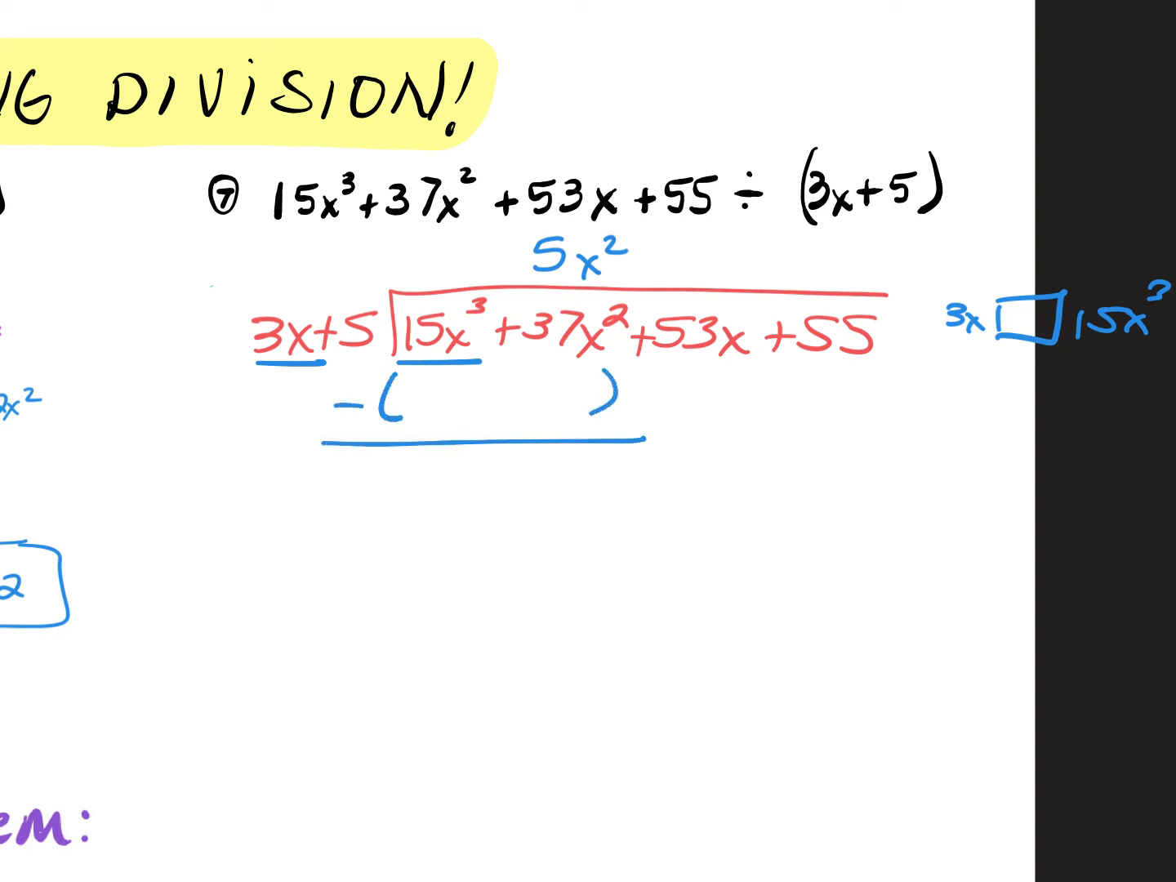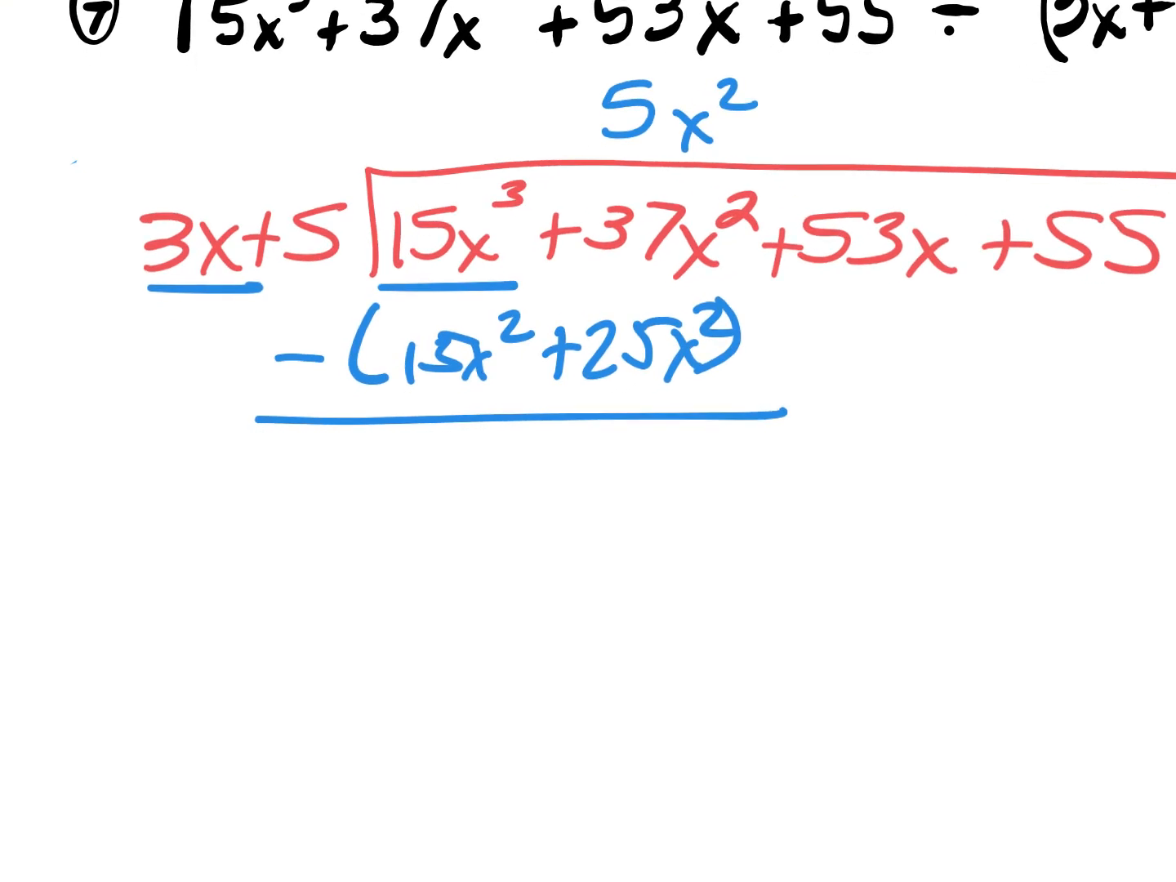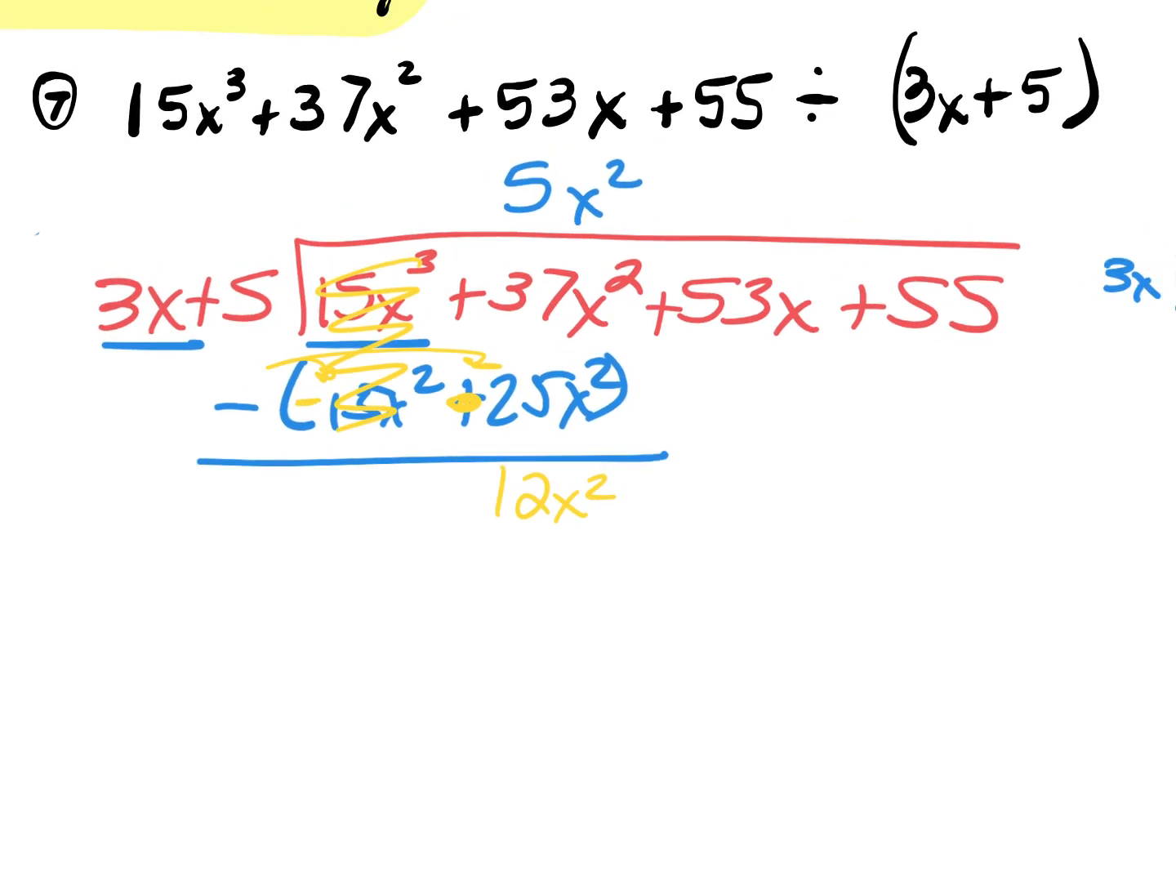5x squared times 3x is 15x cubed. And then 5 times 5 is 25, so I have plus 25x squared. See, if we don't distribute here, we're going to add 37 and 25. We can't do that. We are subtracting that polynomial. So when we subtract, we're distributing that negative sign. So I'm going to change this one, and I'm going to change this one. So 37 minus 25 is how much? 12. So I have 12x squared, and then my 15x cubes cancel out. And what do I do with 53? I bring it down. And then we start our process all over again.